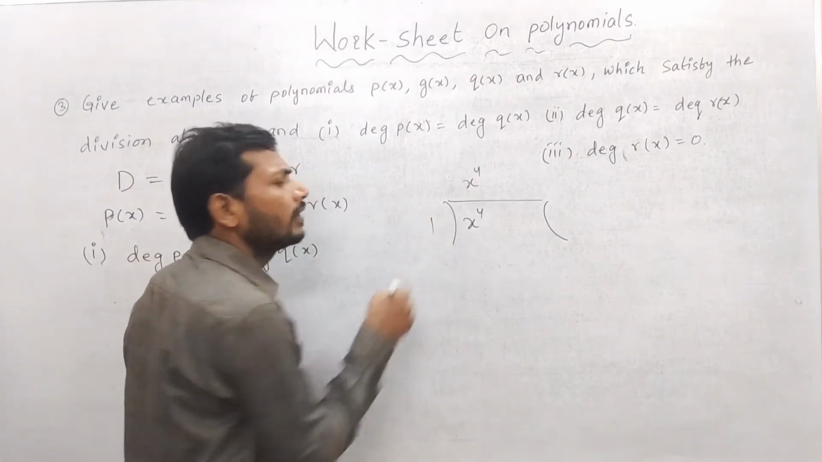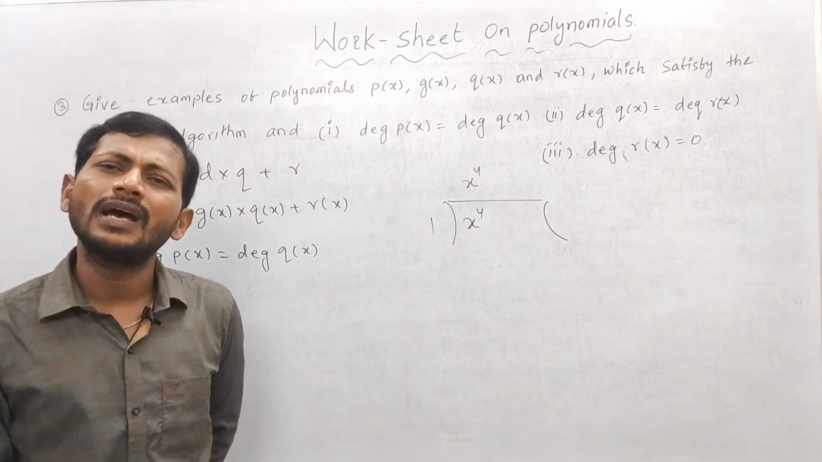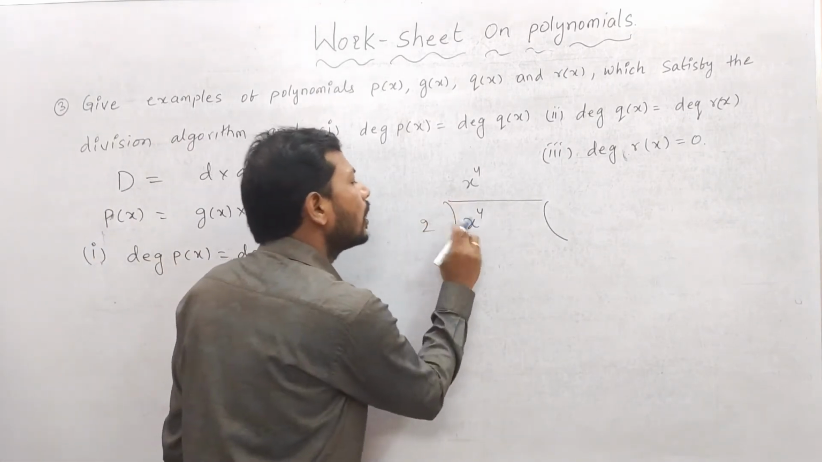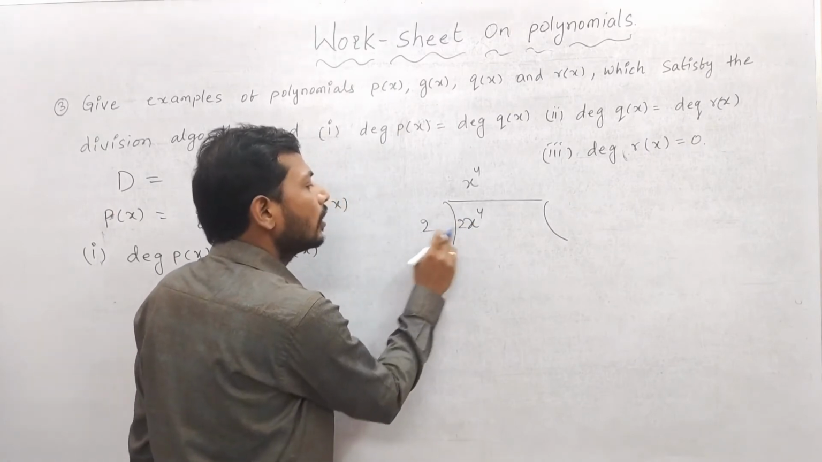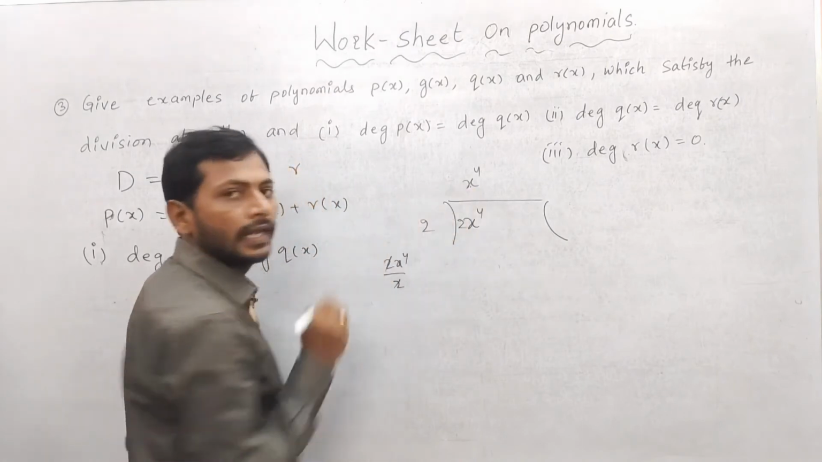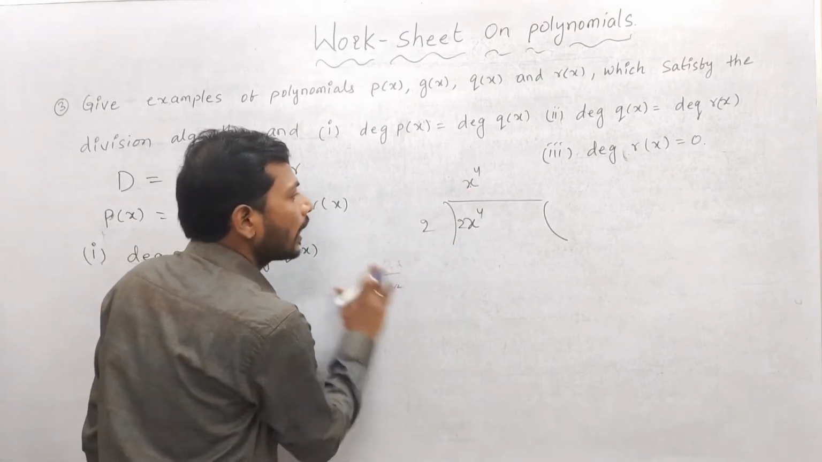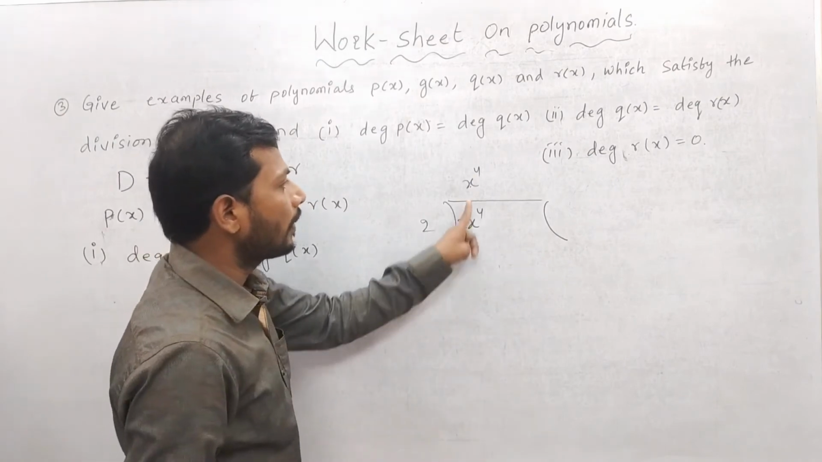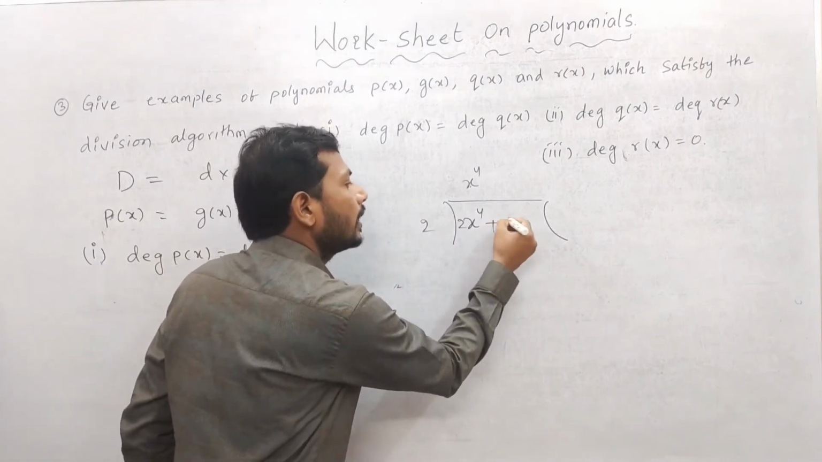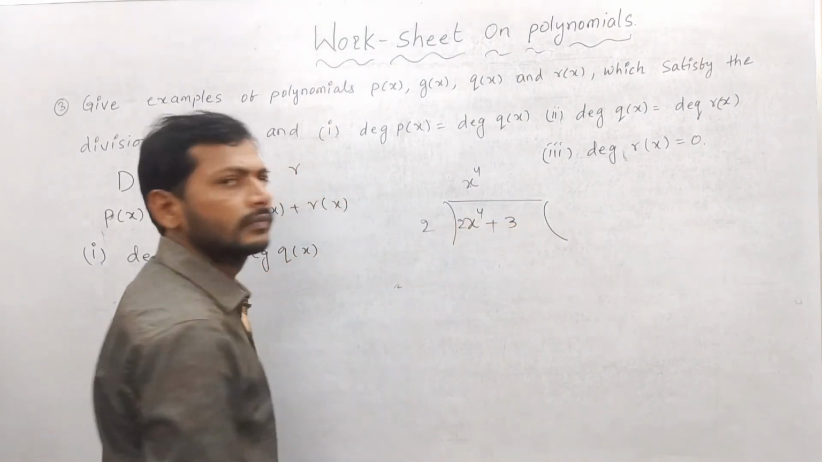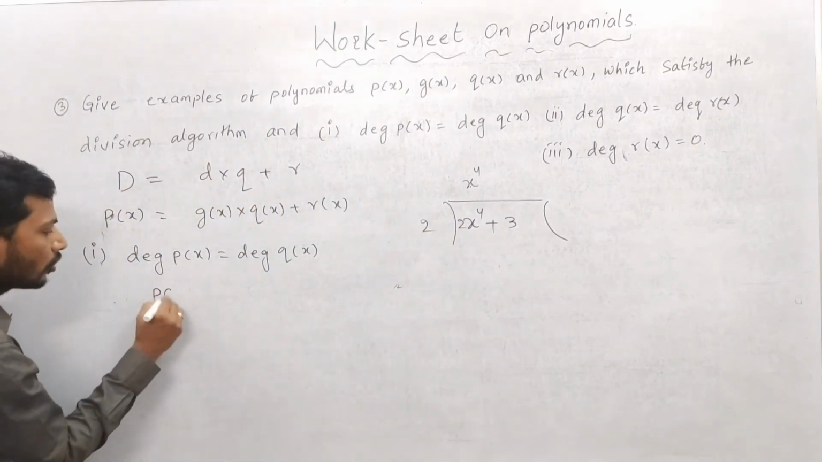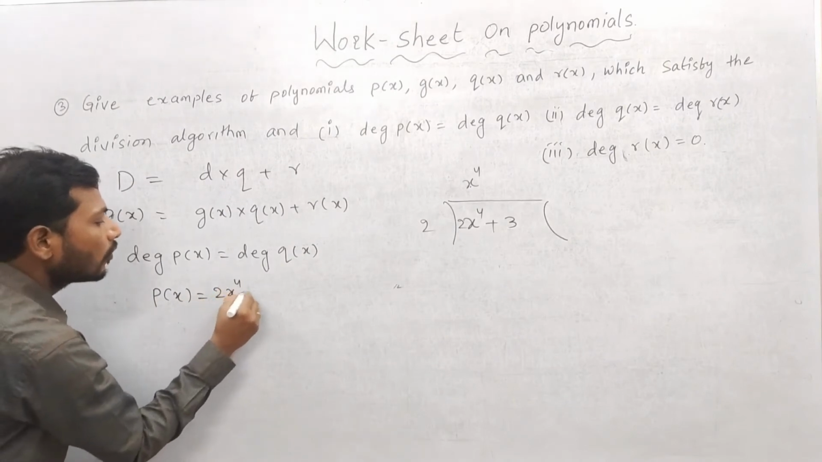For example, I divide with 1. Sir, dividing with 1 is not nice. Then I will divide with 2. If I divide with 2, I keep 1 and 2 here. Again see here, 2x power 4 by 2: the 2s get cancelled. What do you get? x power 4 only. Now I am getting 2x power 4 plus something. I will put some number here, any number, you can put 3. Then what is the polynomial, the dividend? p of x equals 2x power 4 plus 3.